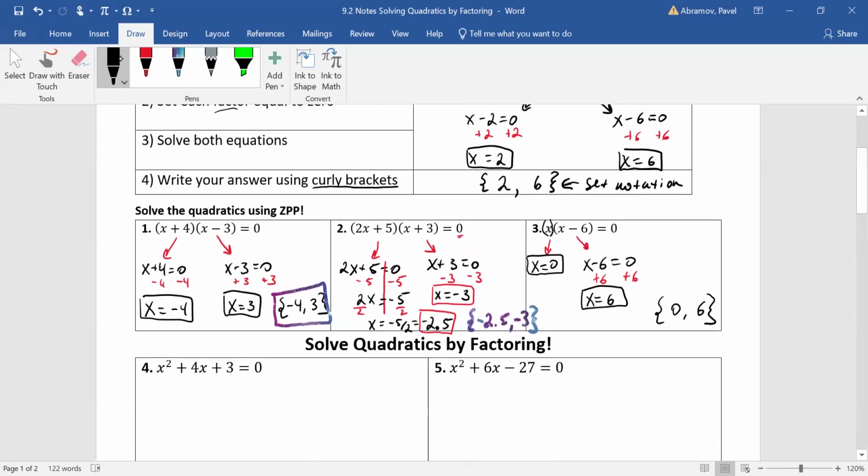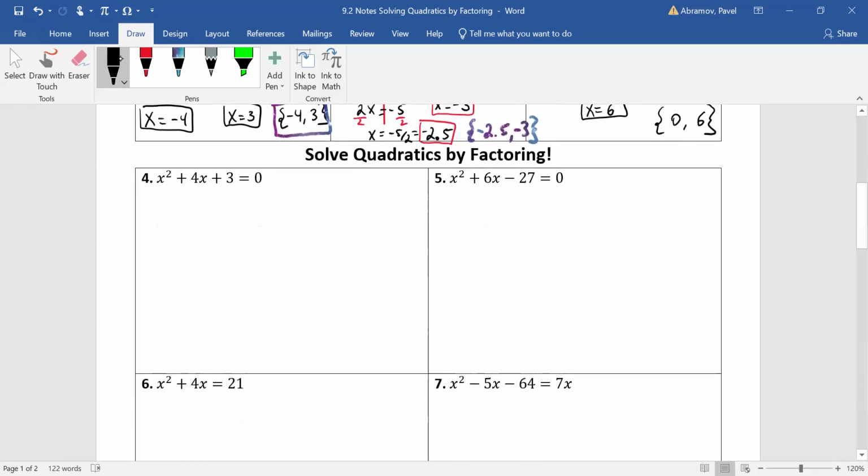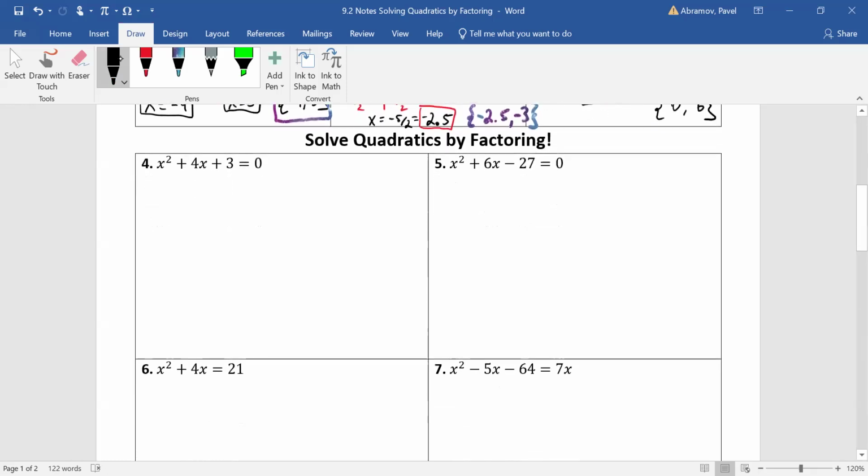Okay, now this is when things are already factored for you. Remember, to be factored means that your expression is written as a product. But a lot of times things are not factored, and that's what we've done previously. We've talked about how to factor quadratic equations or quadratic expressions. So for example 4, we have x squared plus 4x plus 3 equals 0. So we have to recognize that this is a quadratic trinomial.